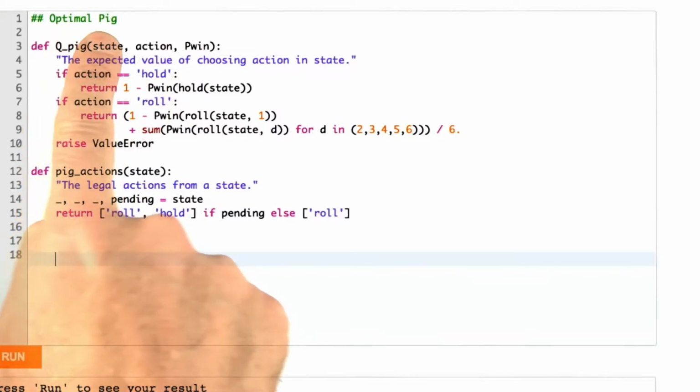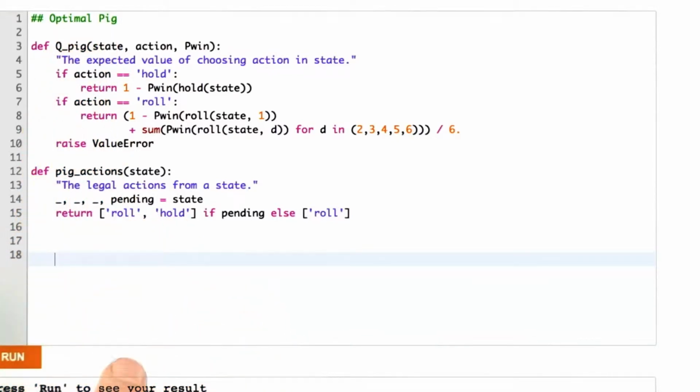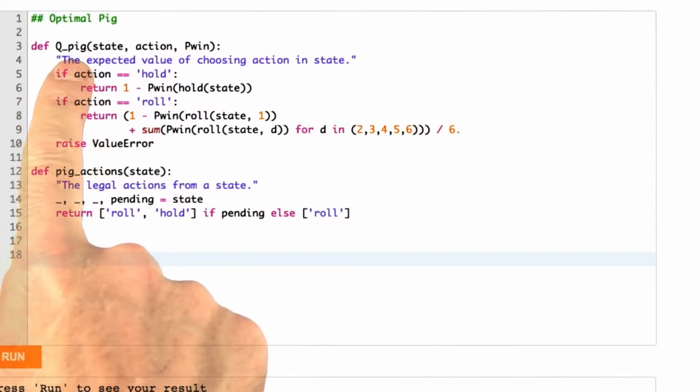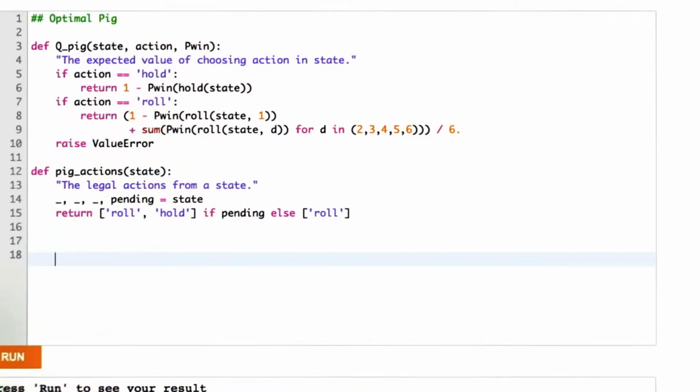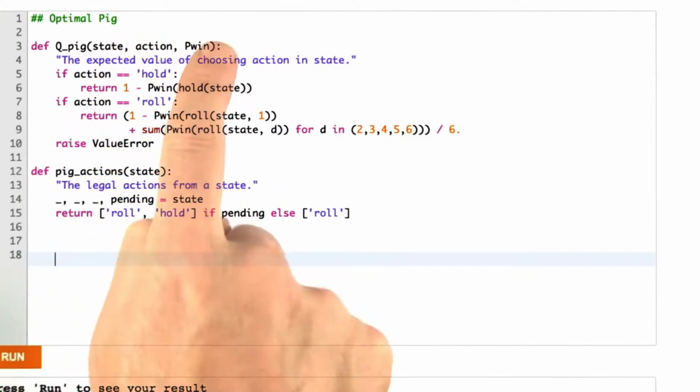Now let's get to work on defining an optimal pig strategy. So we need a Q and a U function and an actions function. Let's get started on that. The Q function we'll call QPig. It takes a state and an action and evaluates the quality of that against the utility function.